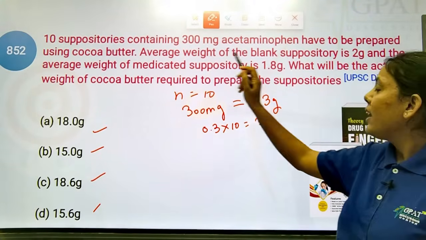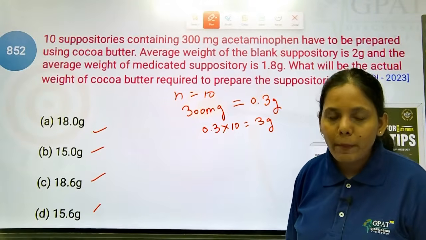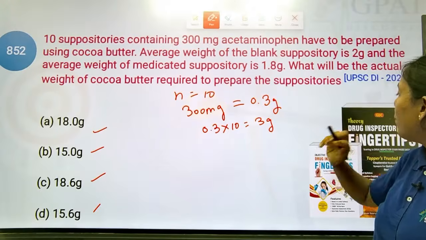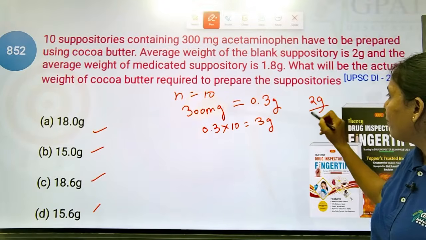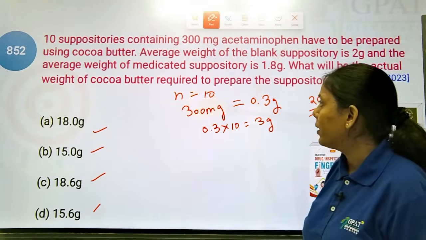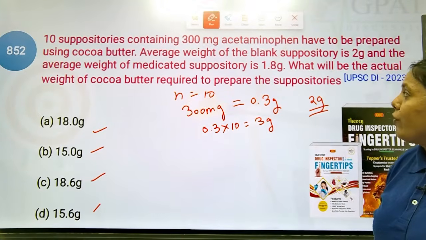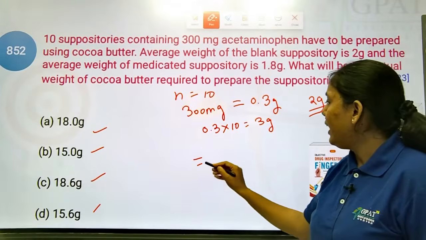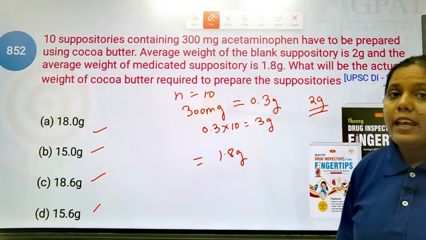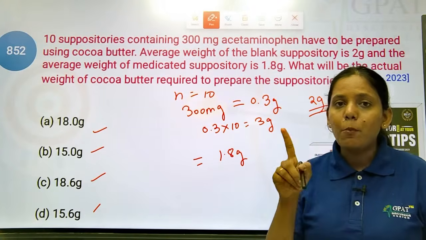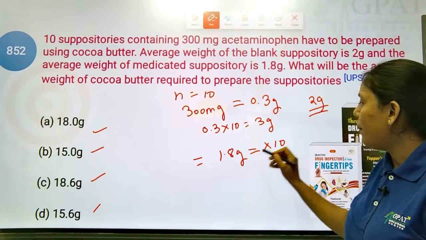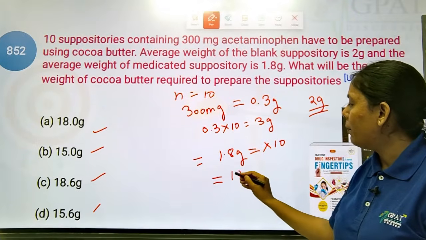Next is, it is to be prepared using cocoa butter. Cocoa butter is nothing but the base. Average weight of the blank suppository is 2 gram. Blank means without any drug, only the cocoa butter. Average weight of the medicated suppository is 1.8 grams, right? That is the one suppository weight, but we have how many? Into 10. So that becomes your 18 gram, right?